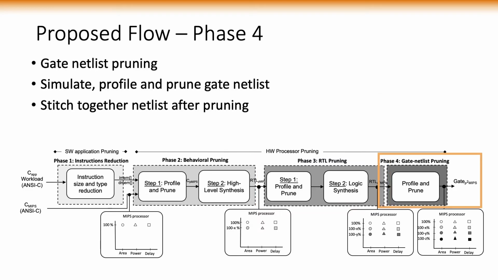The last phase does the same thing at the gate netlist. We simulate, we profile, we prune the netlist, and we remove the logic that is not being used in the simulation. Obviously we need to do some stitching together to make sure that the functionality of the gate netlist is still correct. The result of the flow is the gate netlist of our bespoke processor.